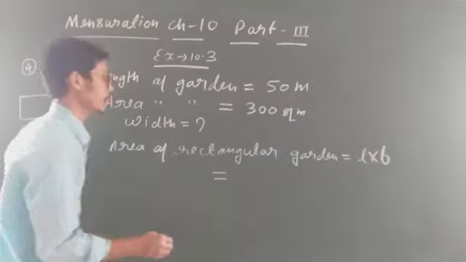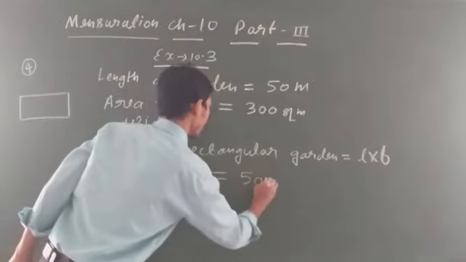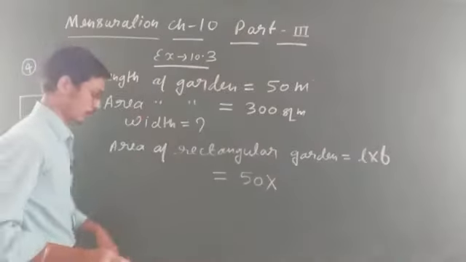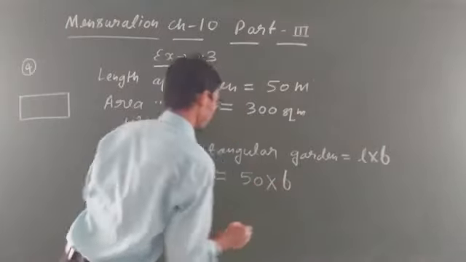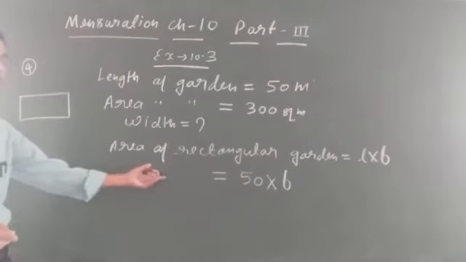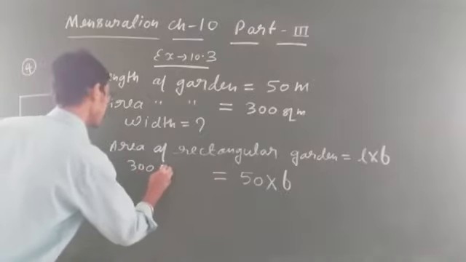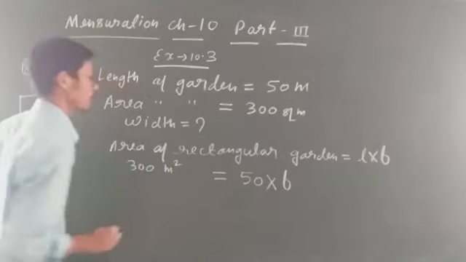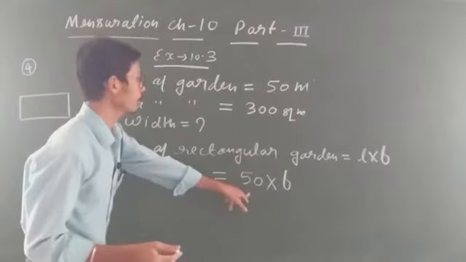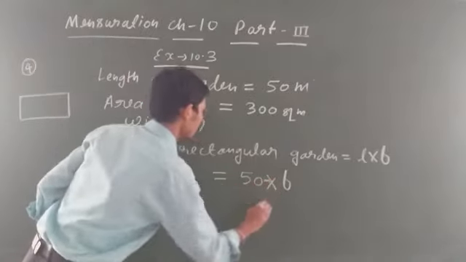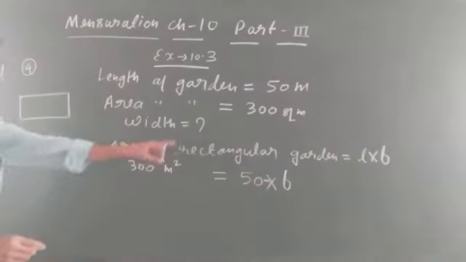Length is given 50 meter. So write down length 50. Breadth you don't know, breadth you should find. Write down B. Another thing you know, student, is the area. Area is 300 square meter. Now you have to find out B.